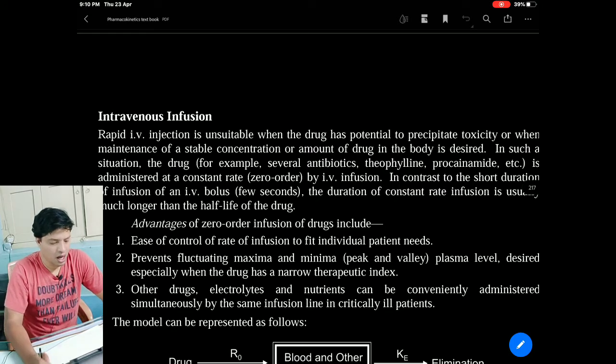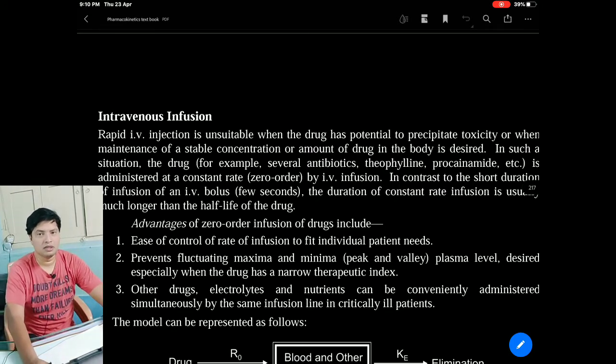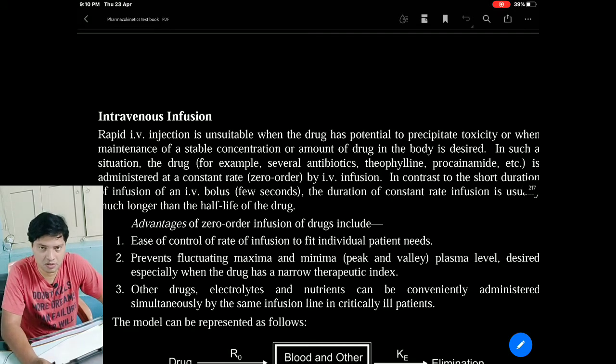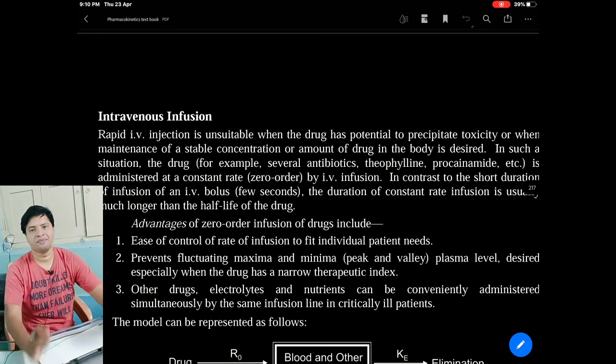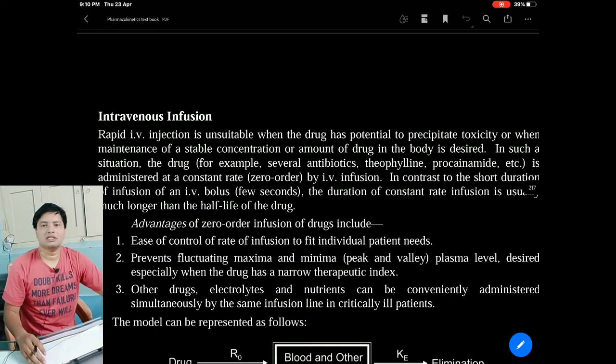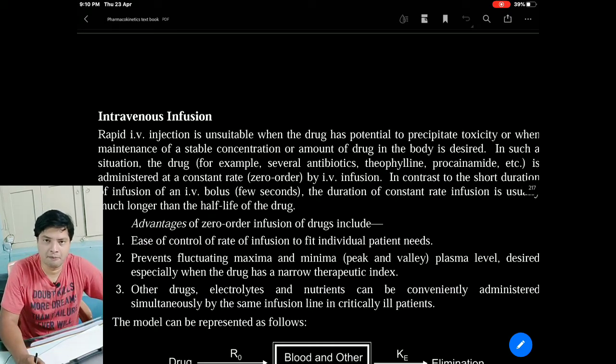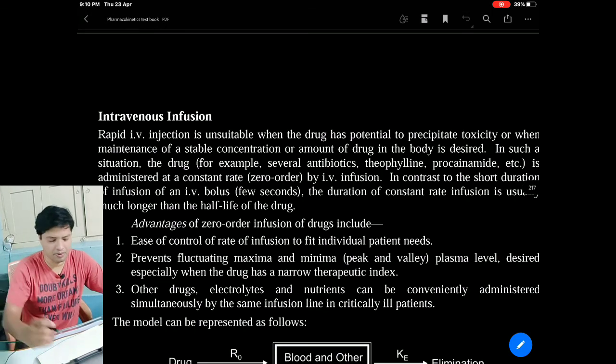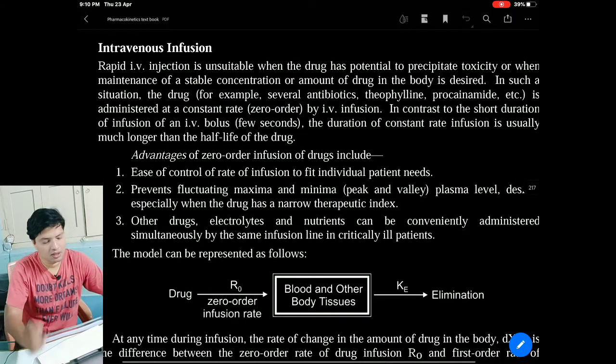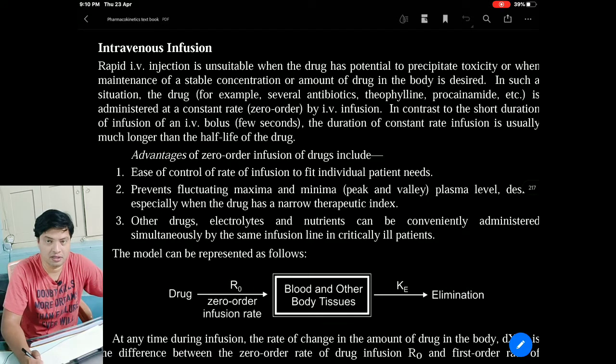Or if you want to maintain the drug for a longer period of time in the body, if the drug plasma concentration has to be maintained for a longer period of time, in that case also it is very difficult to maintain the desired drug concentration over a period of time. Hence we choose intravenous IV infusion.